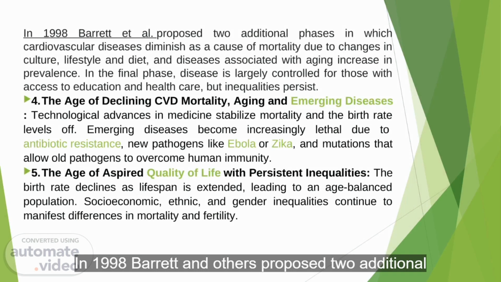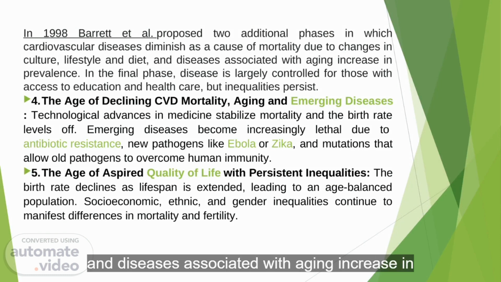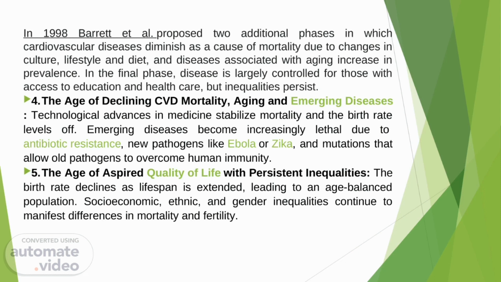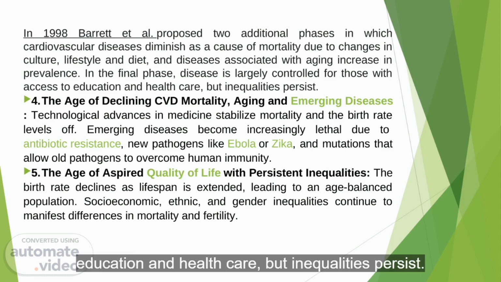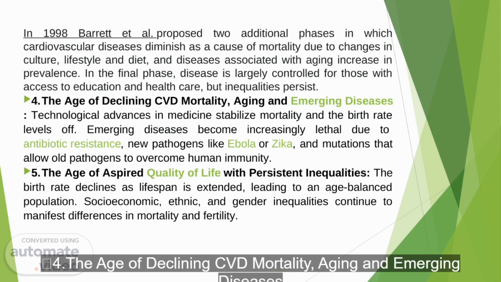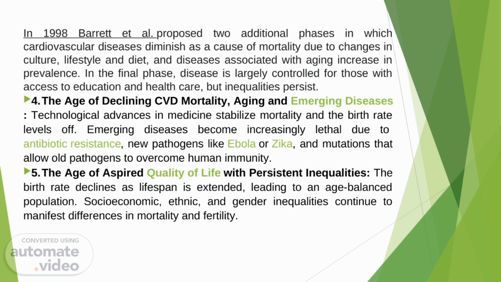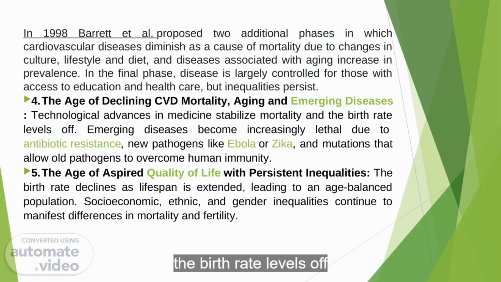In 1998, Barrett and others proposed two additional phases in which cardiovascular diseases diminish as a cause of mortality due to changes in culture, lifestyle and diet, and diseases associated with aging increase in prevalence. In the final phase, disease is largely controlled for those with access to education and healthcare, but inequalities persist. 4. The age of declining CVD mortality, aging and emerging diseases. Technological advances in medicine stabilize mortality and the birth rate levels off.